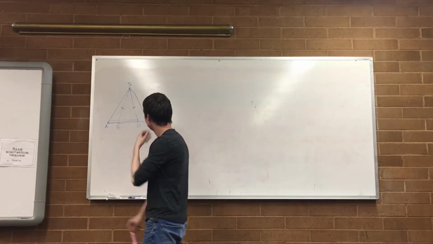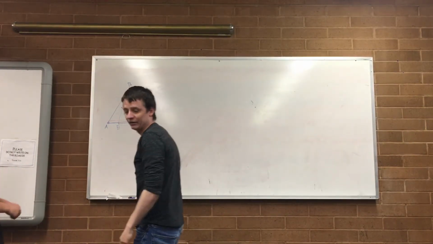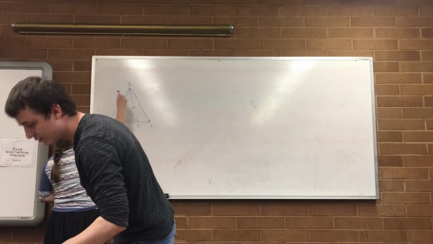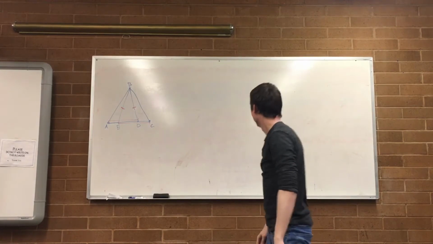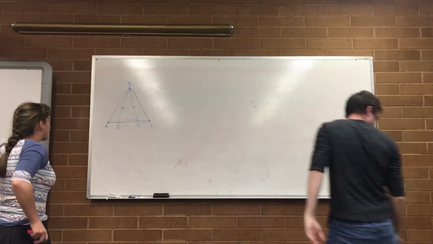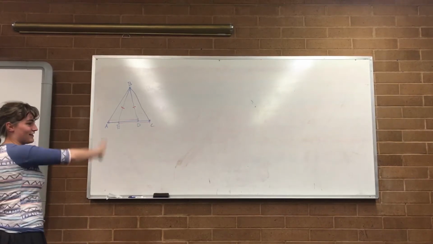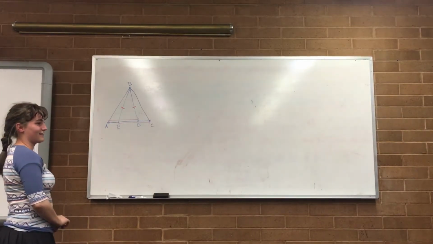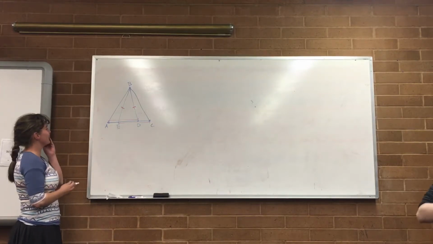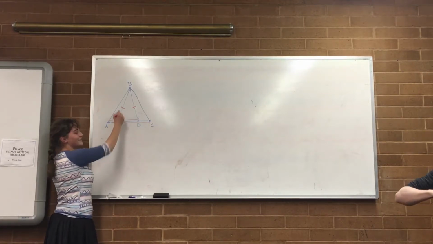Okay. Do you want me to write out everything? Oh, I don't even know what we're trying to prove. Trying to prove that ABC is isosceles. Oh. So, in short, we're trying to prove this side's congruent to this side. Okay. Explain to us as we're going, and if we have questions, we'll ask you why.